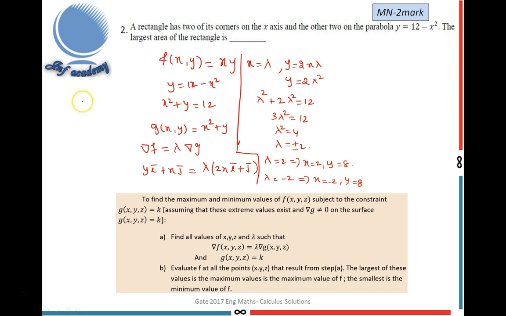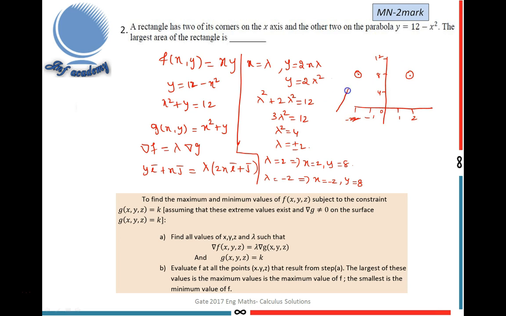So for the largest area, I draw the parabola here. This is 0, 1, 2, minus 1, minus 2. I took the scale as 4 on the x-axis, 4, 12. For x value minus 2, I got 12 minus 4, 8. This is the one point. And for x equal to 2, I got also 8. These are the corner points.